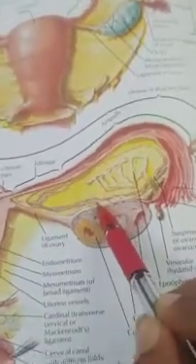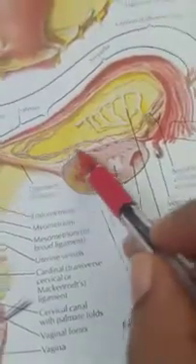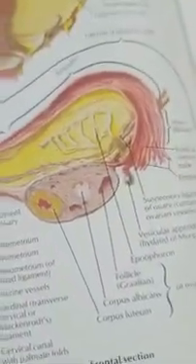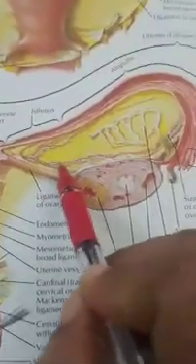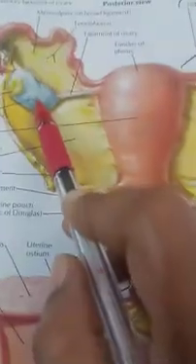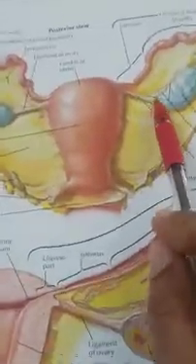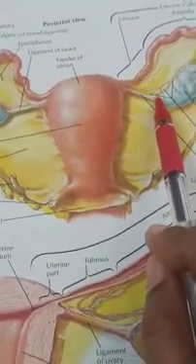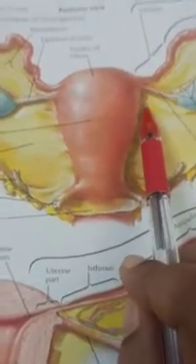Okay. Venous drainage. The veins emerging from the ovary form a pampiniform plexus surrounding the ovary, and finally on the right side it drains into the inferior vena cava, and on the left side it drains into the left renal vein. Right side into the inferior vena cava and left side into the left renal vein. Okay. Then lymphatic drainage drains into lateral aortic and pre-aortic lymph nodes.